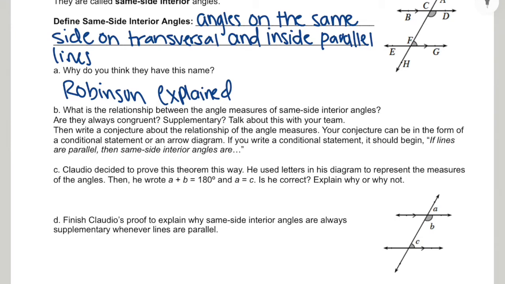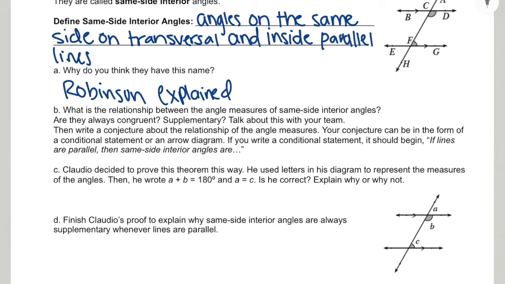So now part B, it says, what is the relationship between the angle measures of same side interior angles? So it's not necessarily the same as what we just said before for alternate interiors. Are they always congruent, supplementary? Talk about this with your team. Well, that's not an option, so we'll talk about it together. But it says, then write a conjecture, so that's an educated guess, about the relationship of the angle measures. Your conjecture can be in the form of a conditional statement or an arrow diagram.